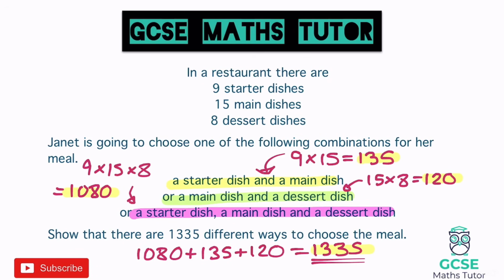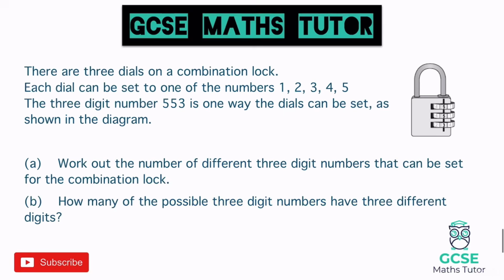Right, okay, one more question to have a look at before we finish. So something a little bit different here. We've got 2 different questions. It says there are 3 dials on a combination lock. Each dial can be set to one of the numbers 1, 2, 3, 4 or 5. The 3-digit number 553, which is on the diagram over here, is one way that it can be set. So we can see that there, 553. It says work out the number of different 3-digit numbers that can be set for the combination lock.